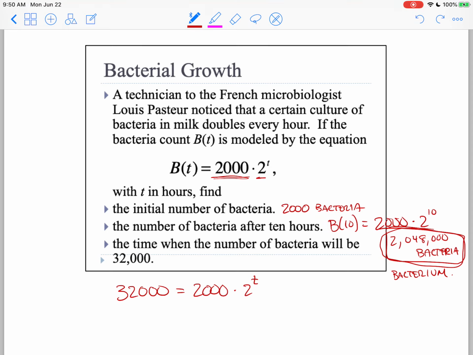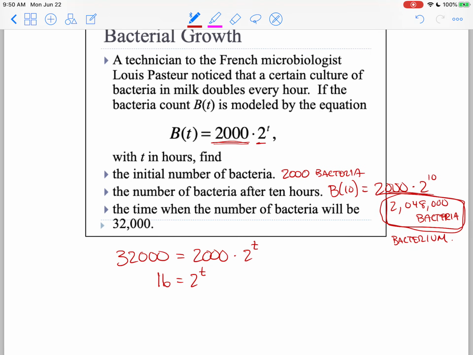So I can divide both sides by 2,000, and 32,000 divided by 2,000 is 16. Now in this particular problem, I can turn 16 into 2 to the 4th. 2 times 2 is 4, times 2 is 8, times 2 is 16. And so this calls back to that problem we did earlier, where if the bases are the same, that means the exponents have to be the same. So t equals 4. So it's going to take 4 hours for the bacteria to be at 32,000.